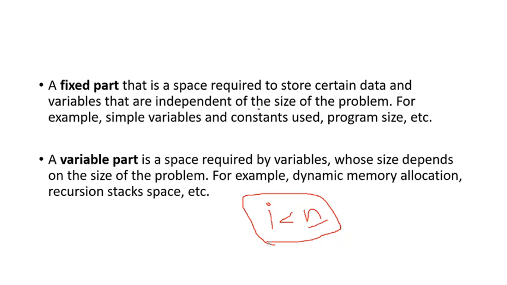And here in the fixed part, if it is a is equals to 10, then finish. It is independent, it is not depending on anyone. But here i less than n means both are dependent. Okay, so these are the examples of variable part. So these two things are there in the space complexity.